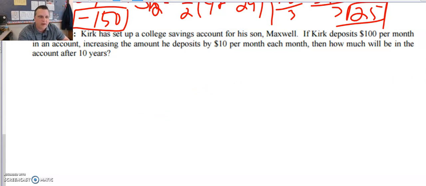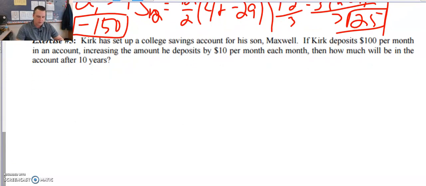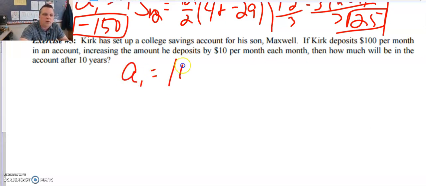So if you need to go back and rewind it and pause it, go ahead, because I got to finish up with this last one, exercise 5, where Kirk set up a college savings account for his son Maxwell. He deposits $100 per month in an account, increasing the amount he deposits at 10% per month. How much will be in the account after 10 years? So my A1 is 100. That's what he put in the beginning.